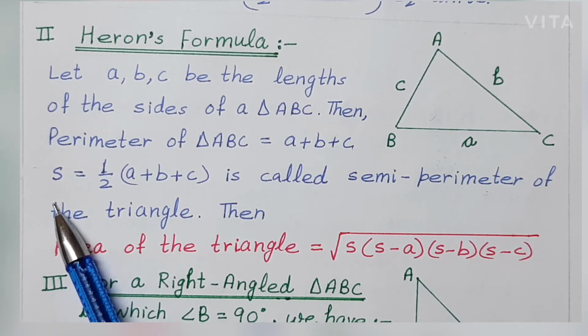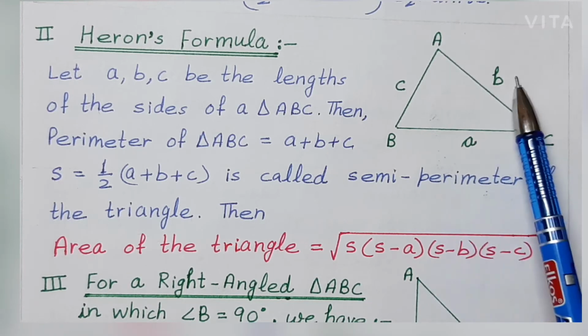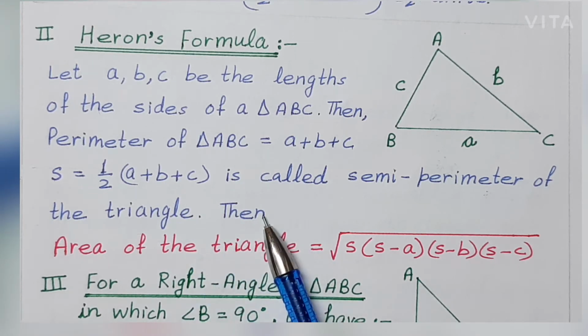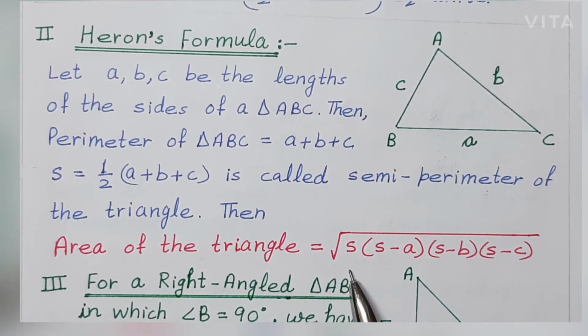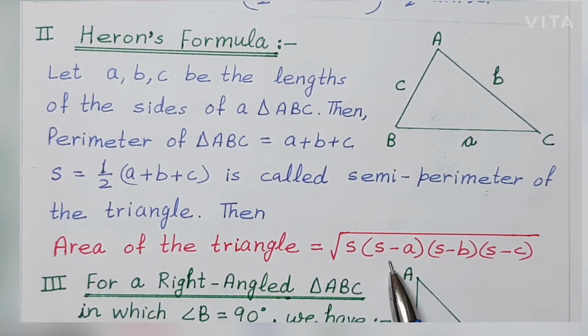Now here we will first find the semi-perimeter. Now what is a semi-perimeter? Semi-perimeter s will be a plus b plus c divided by 2. Clear? So the formula is area of triangle is equal to square root of s into s minus a, into s minus b, into s minus c, where s is the semi-perimeter. Clear? So this is called Heron's formula.